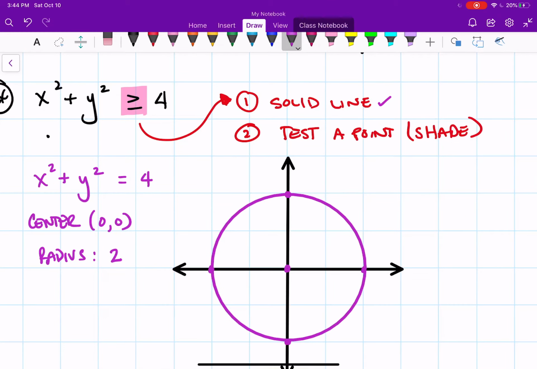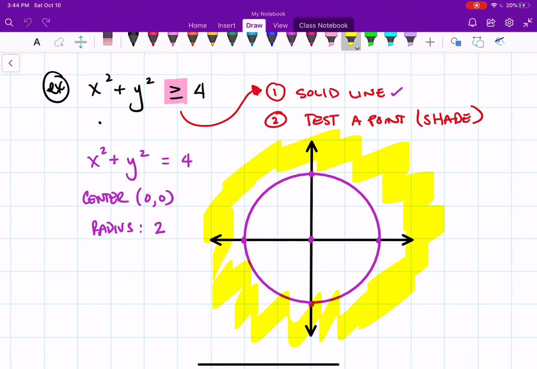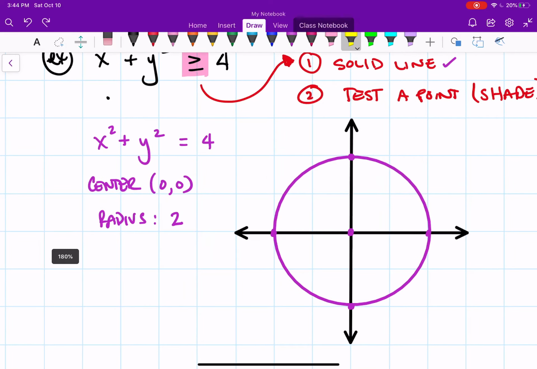So what do I mean by testing a point? So what I want to do is now test a point either somewhere on the inside or somewhere on the outside. Doesn't really matter where, okay? Just as long as the shading is either going to be inside or it's going to be on the outside. So I am either going to be shading here or shading out here, okay? The question is which one, all right?